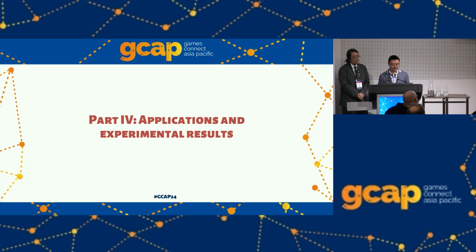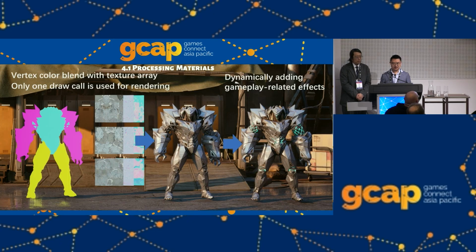Hello everyone, I'm Yunfei. I will cover applications and experimental results. First, let's examine how we apply the techniques mentioned above to the master's appearance in the game. The master's material is one of the most complex materials in the game. Although the master is composed of multiple parts, we use vertex color blend with a texture array to complete the rendering in a single draw call.